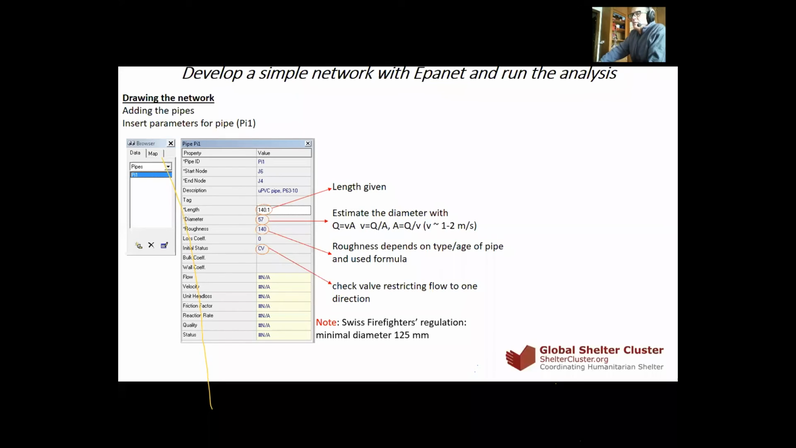Okay. Now, for example, in Switzerland, we have a regulation that says that the minimal diameter of a pipe for water supply is 125 millimeters. This is because we have hydrants everywhere, which have very high pressure and very big flows. In Syria, it is definitely different, and you know better than I do what type of regulation you have.